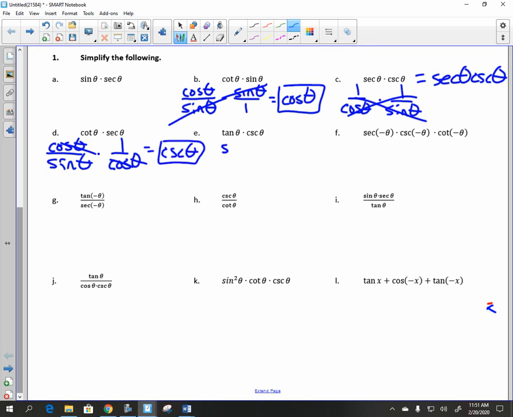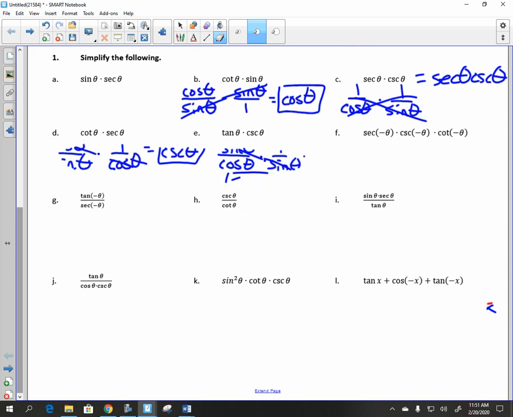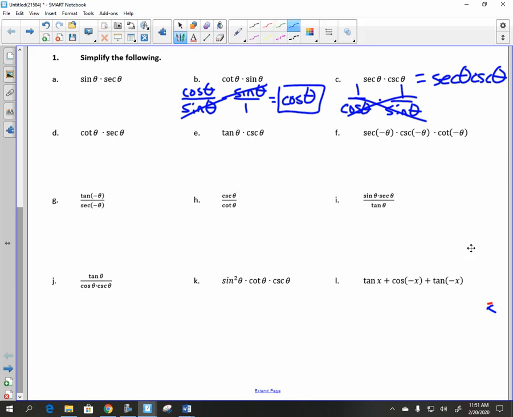In this situation, you have sine of theta over cosine of theta, and you're going to multiply that by 1 over sine of theta. What happens? Sines cancel, leaving you with 1 over cosine. What is 1 over cosine? Secant of theta. What's different about letter F? You got 3 of them, you got some negatives, right? Let's deal with those negatives. What happens to secant of a negative?